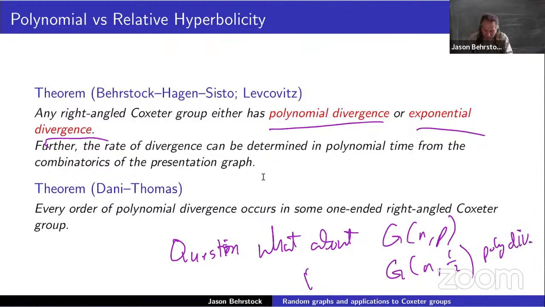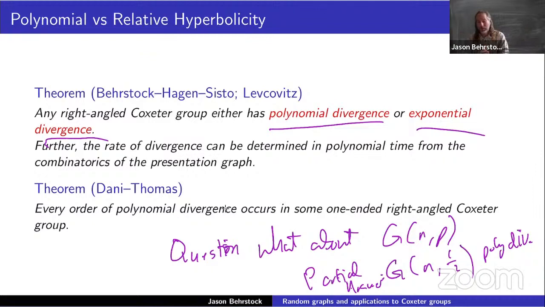So here's a partial answer. But that just led to more questions: can we get a bound on what the divergence is? We proved it's polynomial. Could we get an explicit bound on what it was? Maybe it goes to infinity, which is what we expected.